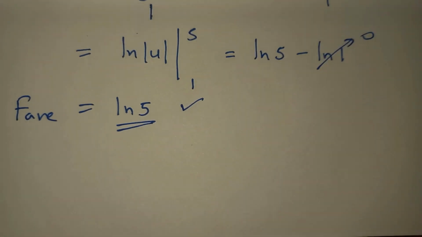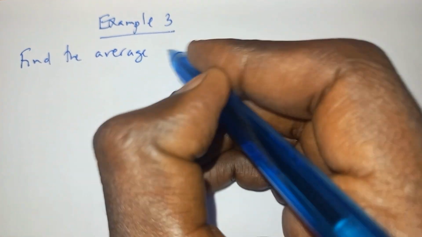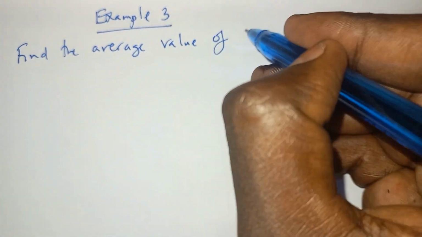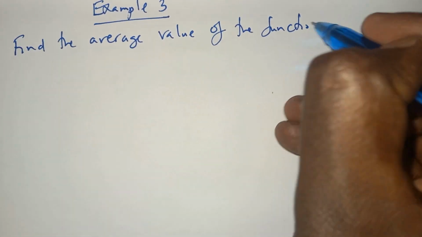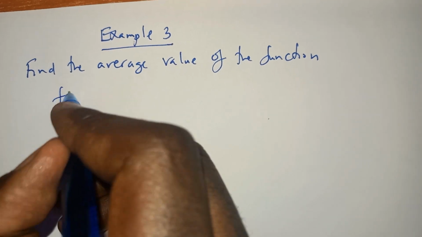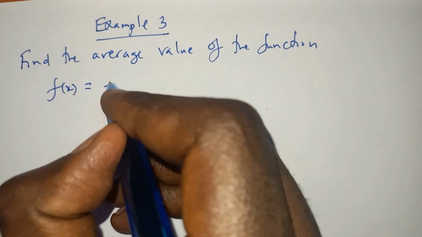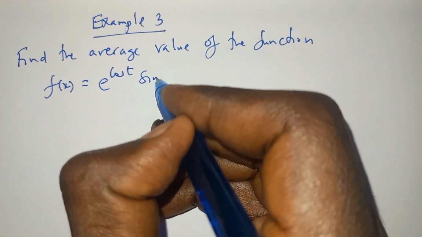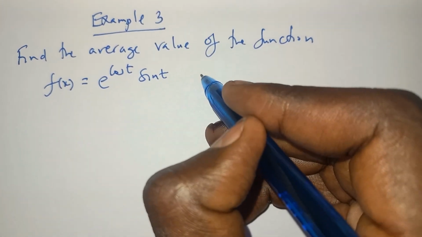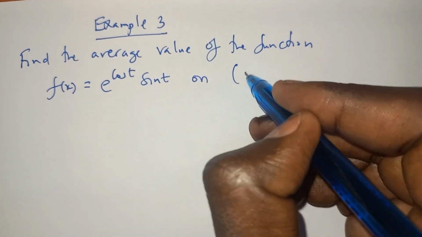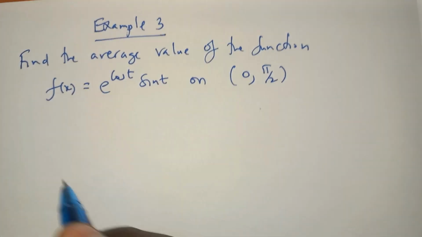Therefore, the average value of the function given here on this interval will be natural log of 5. Now let's look at the third example. So example number 3, find the average value of the function f of x is equal to e^(cos t) sin t on the interval 0 to pi over 2.